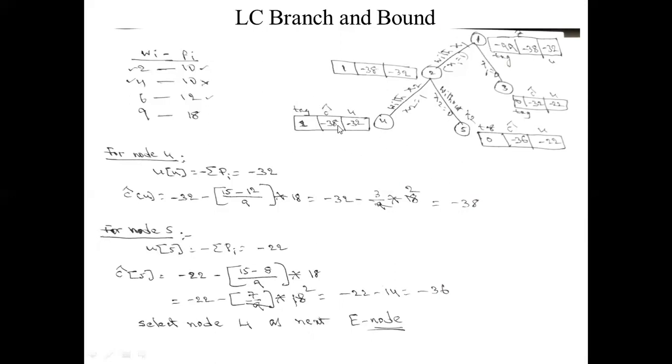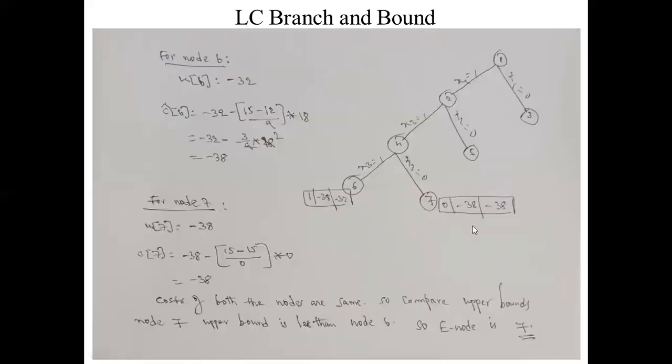Okay? Suppose if cost values are same, then we compare upper bound values. If cost value here is 38, here also 38, then compare upper bound values. Whichever node upper bound value is smaller, then we select that node as next E node. But here this cost value is smaller. Node 4 cost value is smaller. Then select node 4 as next E node. Okay, so this node 4 is now selected as next E node.